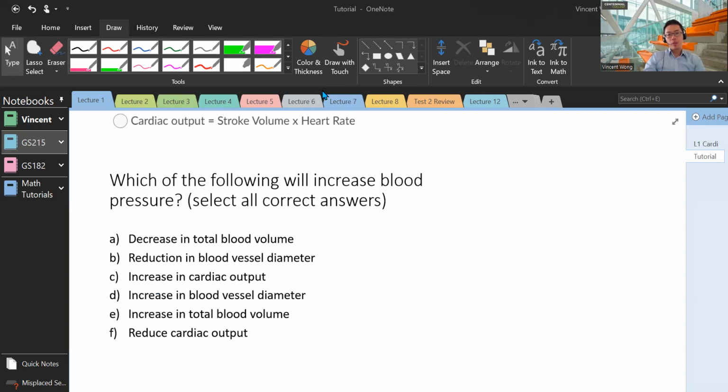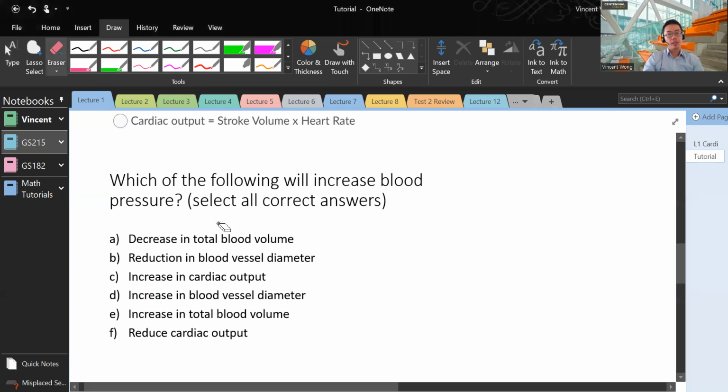Which of the following will increase blood pressure? Decrease total blood volume. So that's not it. If you decrease the total blood volume, your blood pressure is going to drop. Reduction in blood vessel diameter. That is vasoconstriction. Squeezing your blood vessel will cause the blood pressure to go up. Right? Just look at the chart that we did. So B is the correct answer.